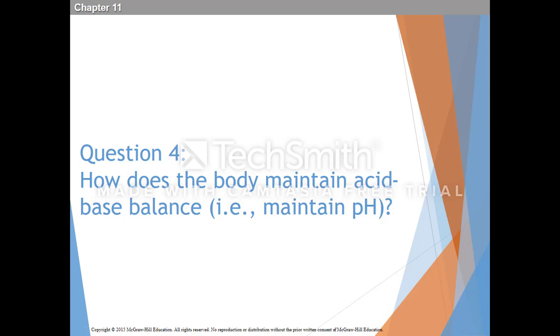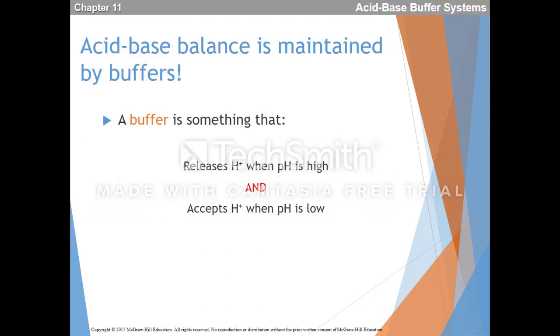For this next set of slides, we're going to be talking about the different mechanisms that the body uses to maintain acid-base balance, or to maintain pH. The first thing that you need to be familiar with for this section is what a buffer is.